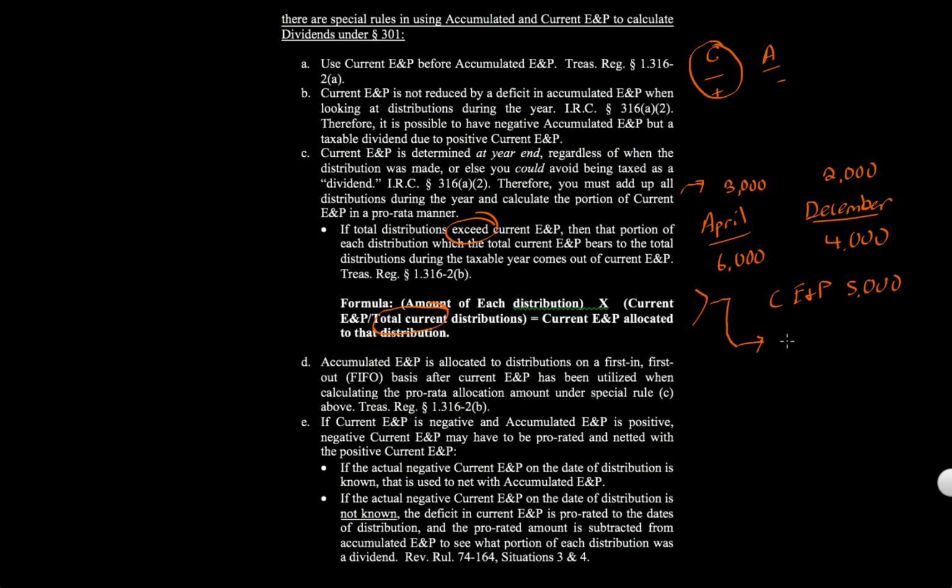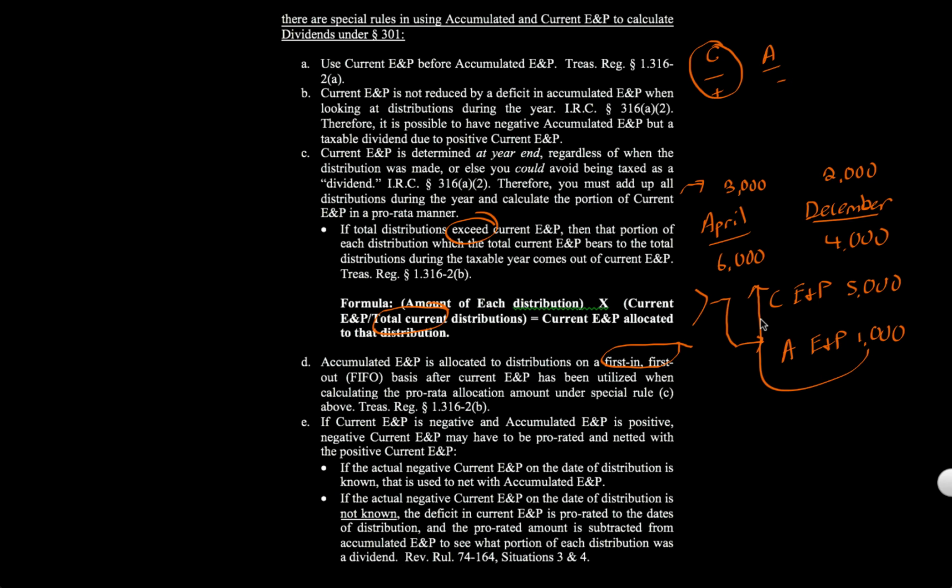Now, if we have accumulated E&P of $1,000, then that $1,000 will go all to April because it's FIFO, first in, first out. We go by the first distributions made, so April is first in time. Versus current E&P, again, we consider in total.